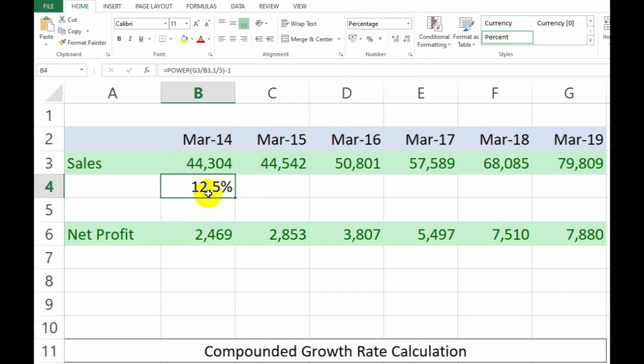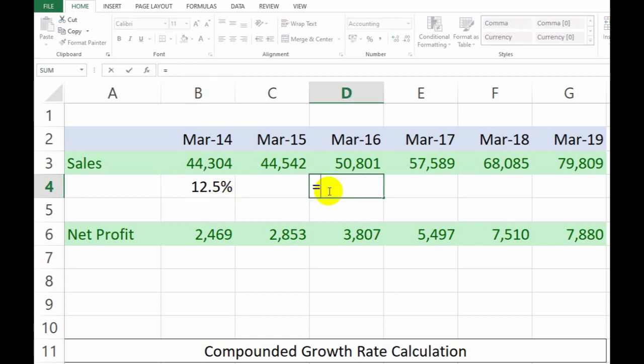So we have got a compounded growth rate in sales of 12.5% over a period of 5 years. Similarly, we can calculate the growth rate in sales over a period of 3 years by using the power function, taking the latest year data divided by the base year and raise it to the power of 3 because we want to calculate it for 3 years, minus 1, and then convert this to the percentage format and increase one decimal point. So we have got a 16.3% growth rate in sales compounded over 3 years.